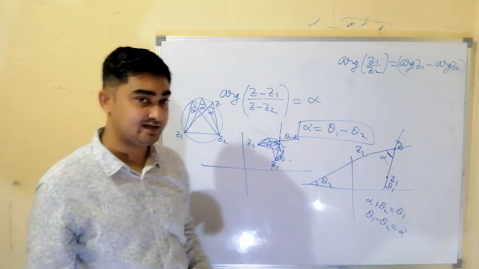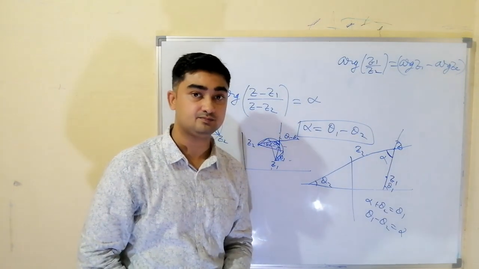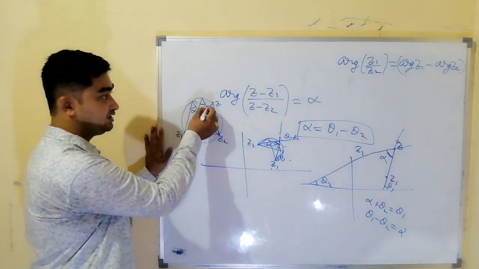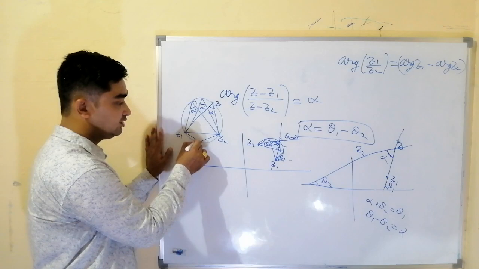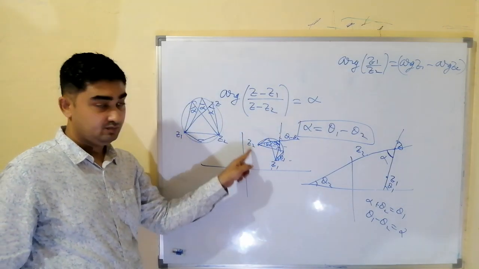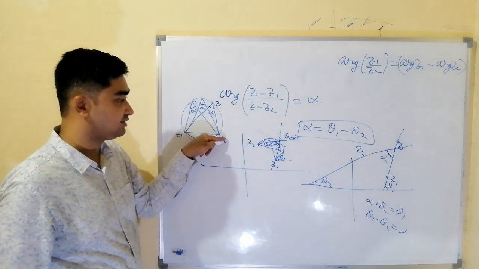Now, if this alpha is less than 90 degrees, then it will become the equation of a major segment, because in the major segment, alpha is less than pi by 2. In the minor segment, alpha is greater than pi by 2. If it is more than pi by 2, it will become the equation of a minor segment. If it is less than pi by 2, it is a major segment.